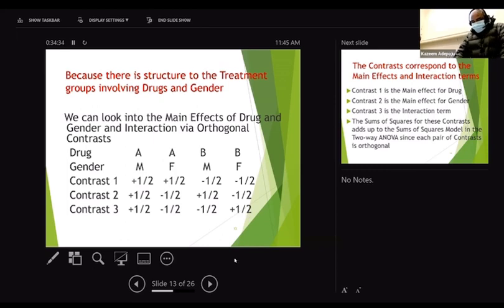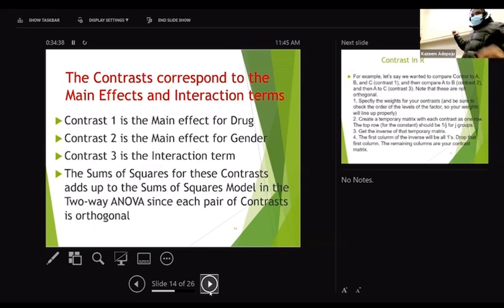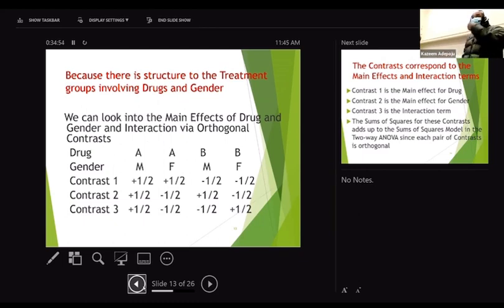Okay. And I think I provided the explanation here. Contrast 1 is talking about the main effect for drug. Contrast 2 is talking about the main effect for gender. And contrast 3 is talking about, like I said, the effect of interaction. And let me tell you this, how do you assign weight?